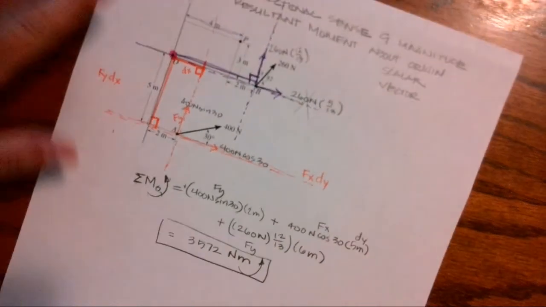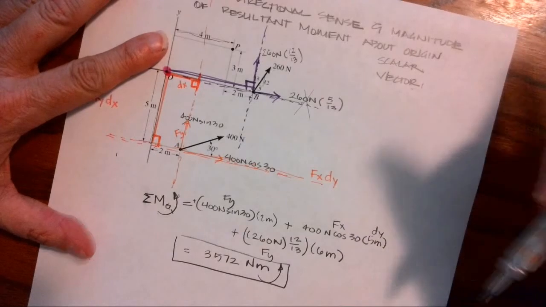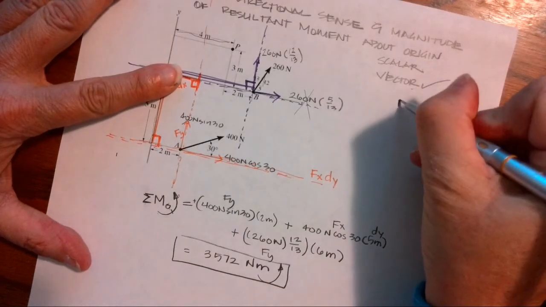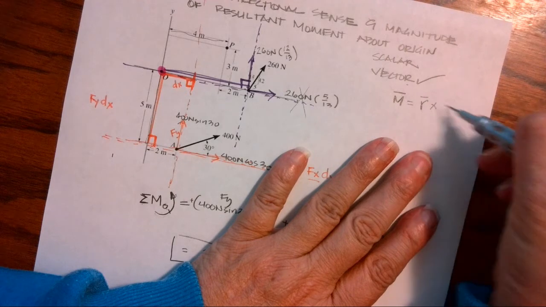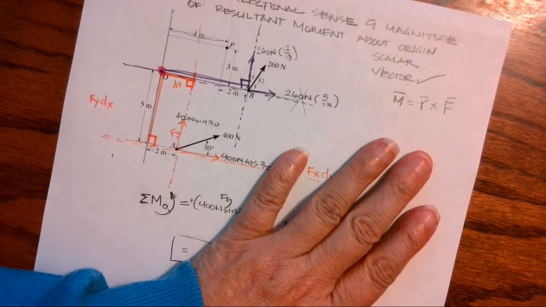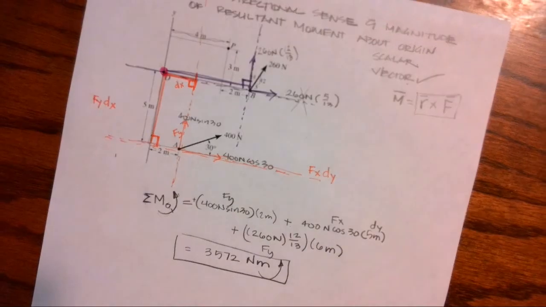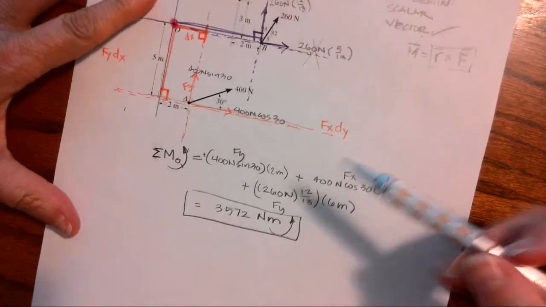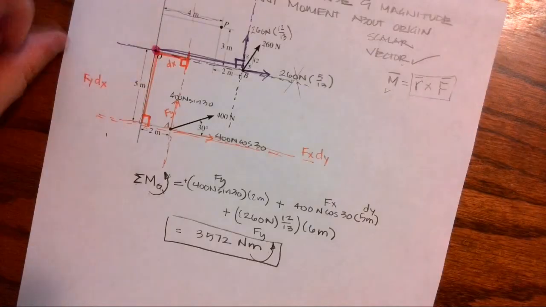Okay, so now we're going to do the same problem, but this time we're going to use the vector analysis. And remember, with the vector analysis, we have the moment as a Cartesian vector is a position vector cross force vector, okay? So we're going to be setting up that matrix again, and hopefully we should come up with this same magnitude after we get that Cartesian vector.